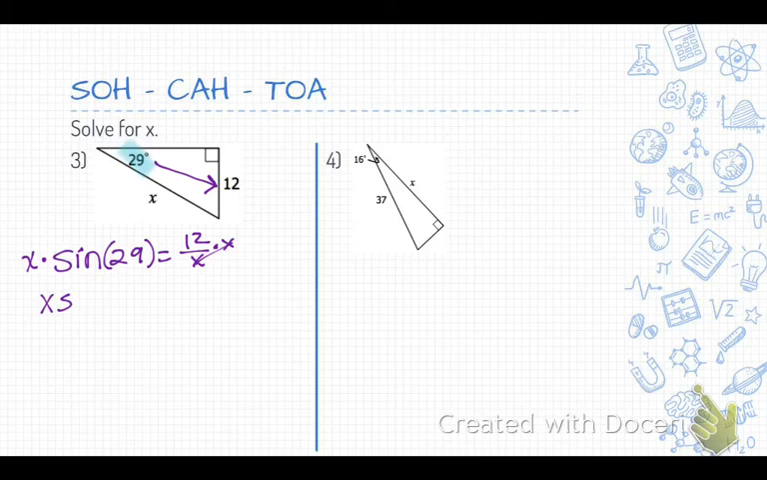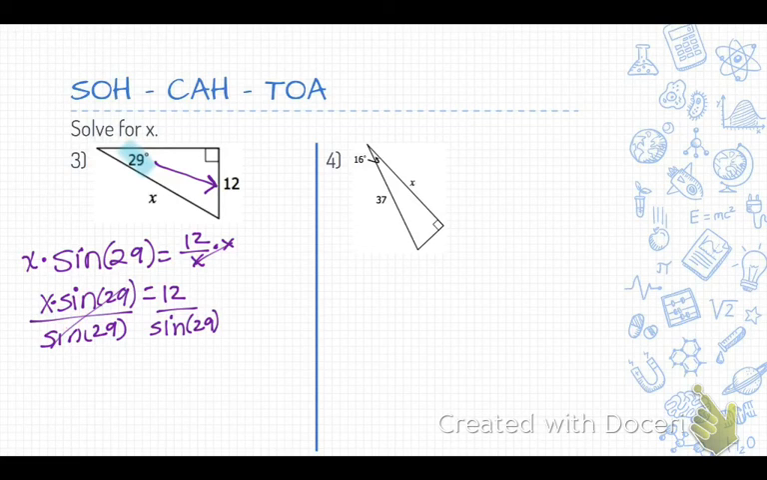But now I have x times sine 29 equals 12, right? Have I solved for x yet? No, how do I solve for x? Not quite. I have multiplication, so I can divide to undo that. Isn't sine 29 just a number? If I plugged it into my calculator, it gives me a number. I'm going to divide by sine 29. Yes, I have 12 over sine 29.